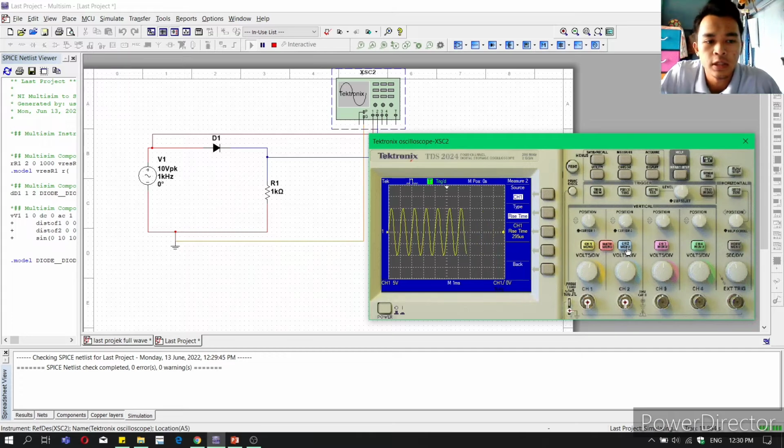Next, for the output signal, I use channel 2. So we can see the output signal has frequency 1 kHz, period 1 millisecond, peak to peak 9.27 volt, VRMS 3.56 volt, and maximum value 9.27 volt.